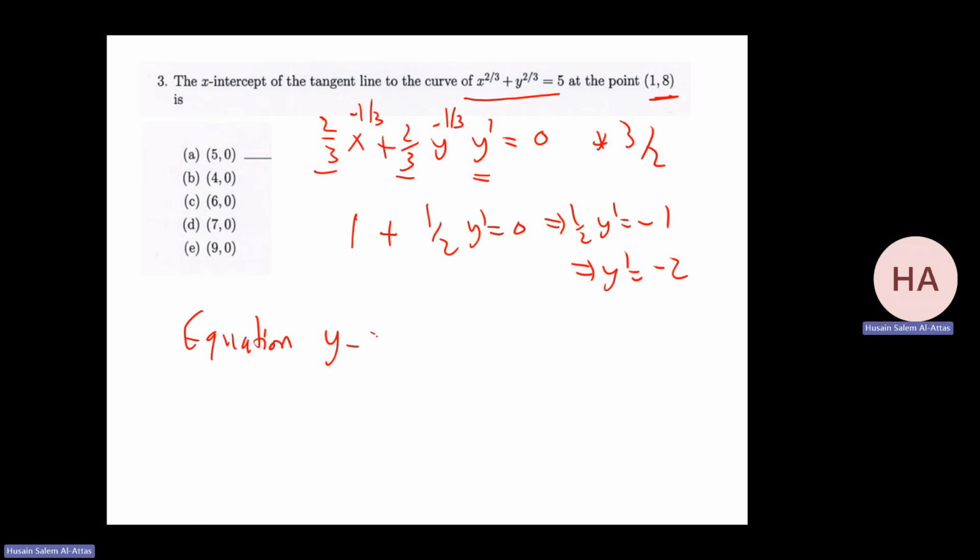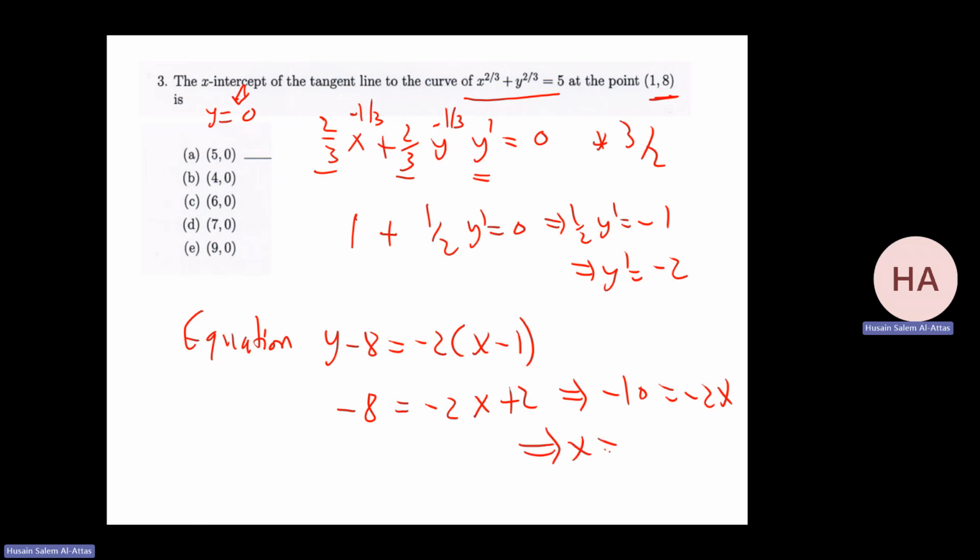Y minus 8 equals minus 2 times x minus 1. X-intercept means what? Y equals 0. Put y equals 0, so I have minus 8 equal minus 2x plus 2. So I have minus 10 equal minus 2x, so x equal 5. So what is the point? 5 and 0. And that will be the answer.